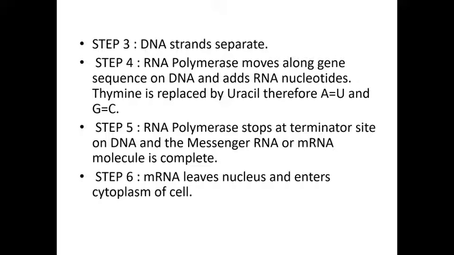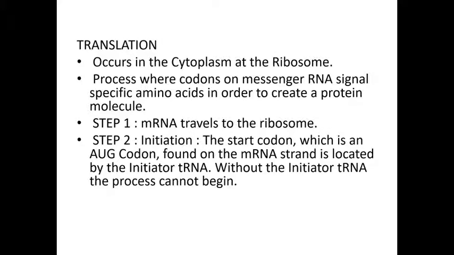Now step 6: the mRNA should leave the nucleus and enter the cytoplasm of the cell for the next phase. The next phase is called translation. Translation takes place in the cytoplasm at the ribosome. So what does translation mean? Here, the codons on messenger RNA signal a specific amino acid in order to create a protein molecule. In the first step, the mRNA travels to the ribosome.